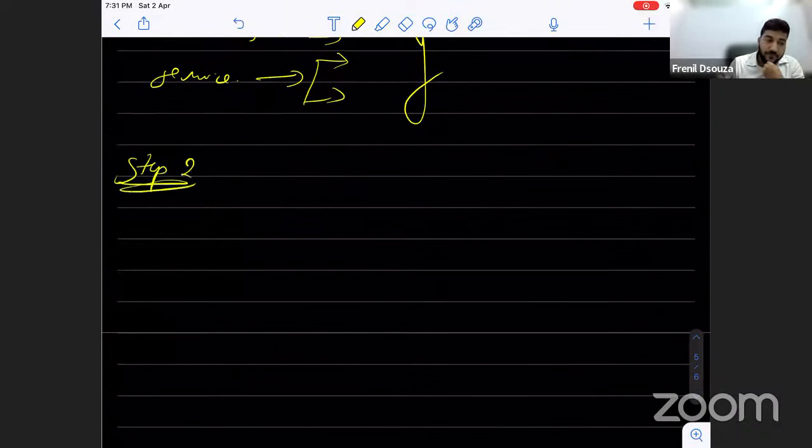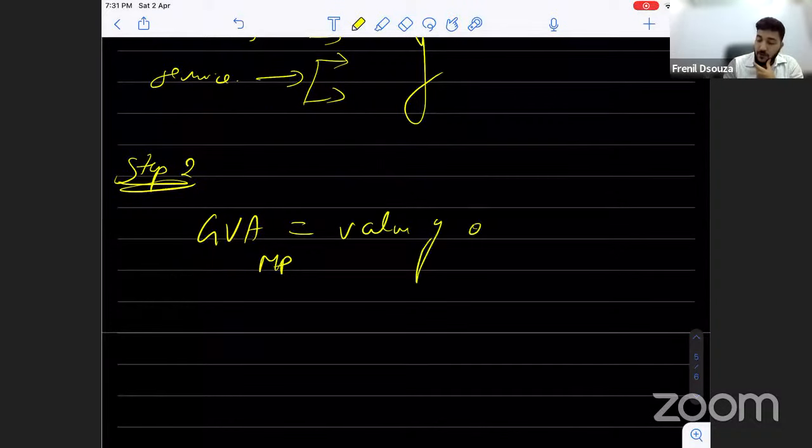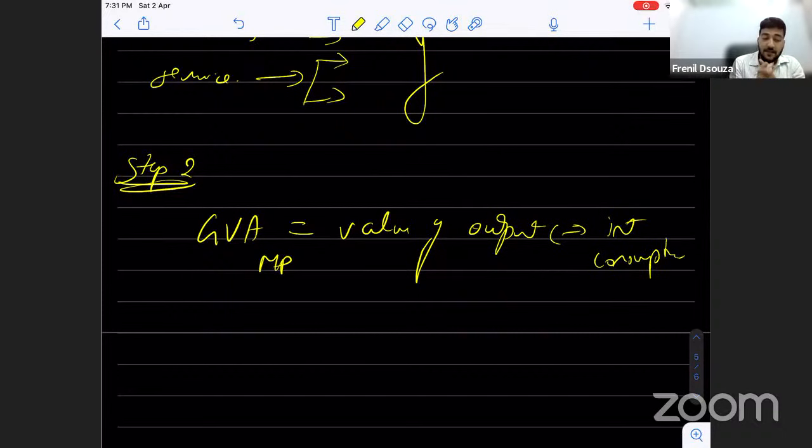What is step two? Step two is calculating something called GVAMP. GVAMP is nothing but GDPMP, right? It's a way of expressing, because here we are doing it under value added method. We have that name called GVAMP. That is equal to value of output minus intermediate consumption. Value of output minus intermediate consumption.